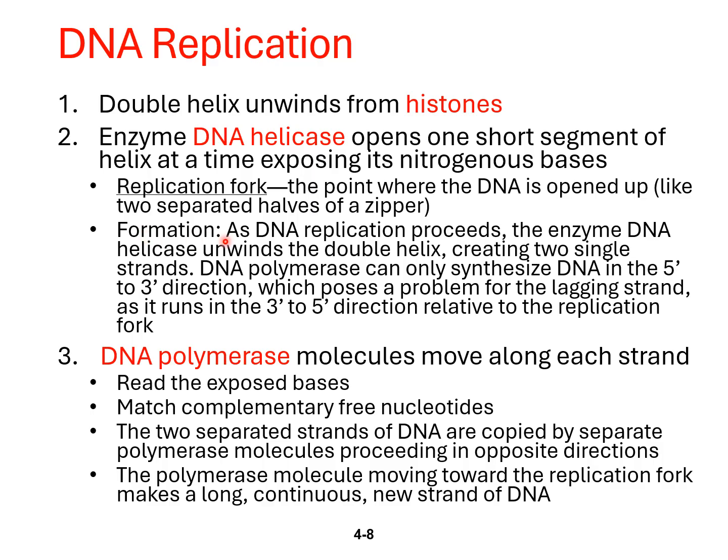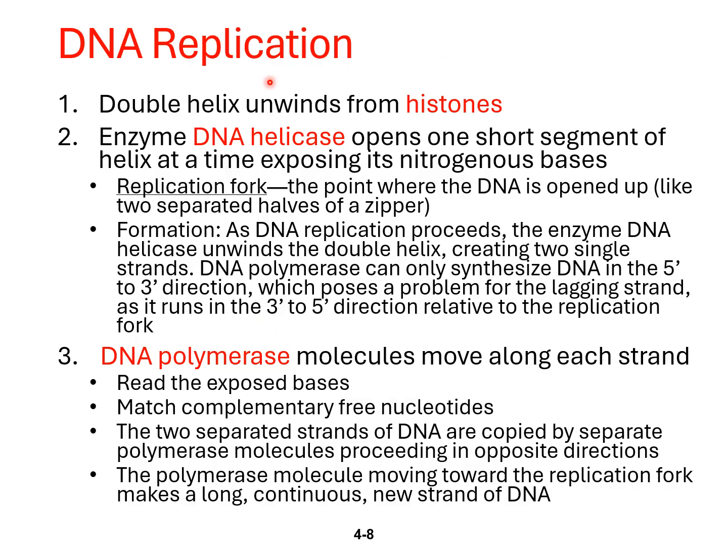And then DNA replication proceeds. The enzyme DNA helicase unwinds the double helix, creating 2 single strands. And DNA polymerase can only synthesize DNA in a 5' to 3' direction. This poses a problem for the lagging strand, which we'll talk about in a little bit. And this 3' to 5', these are just the numbers of the sugars. So we'll take a look at this later.